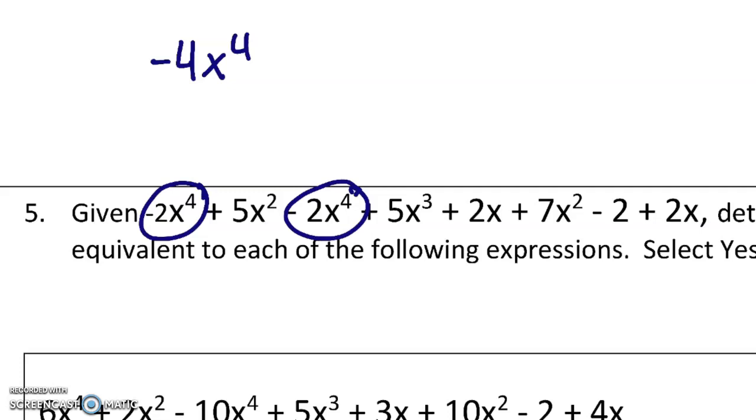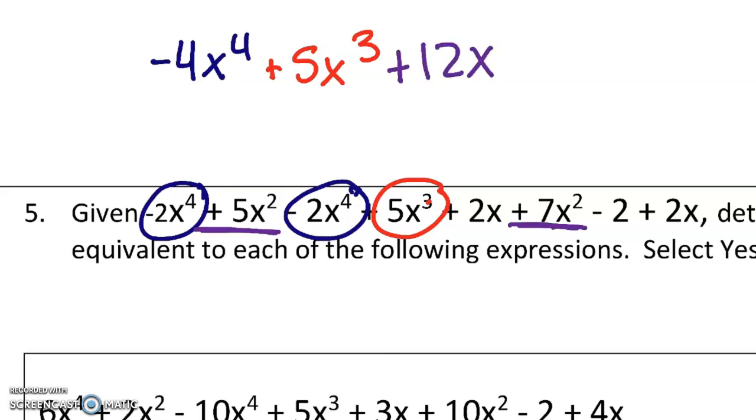I could take this and go from left to right and then reorder, but I like to reorder first. So what's my next one? 5x cubed. So I'm going to take that 5x cubed. Is there anything it goes with? No. Now I've got that 5x squared. What does it go with? 7x squared. 5 plus 7 makes x squared.